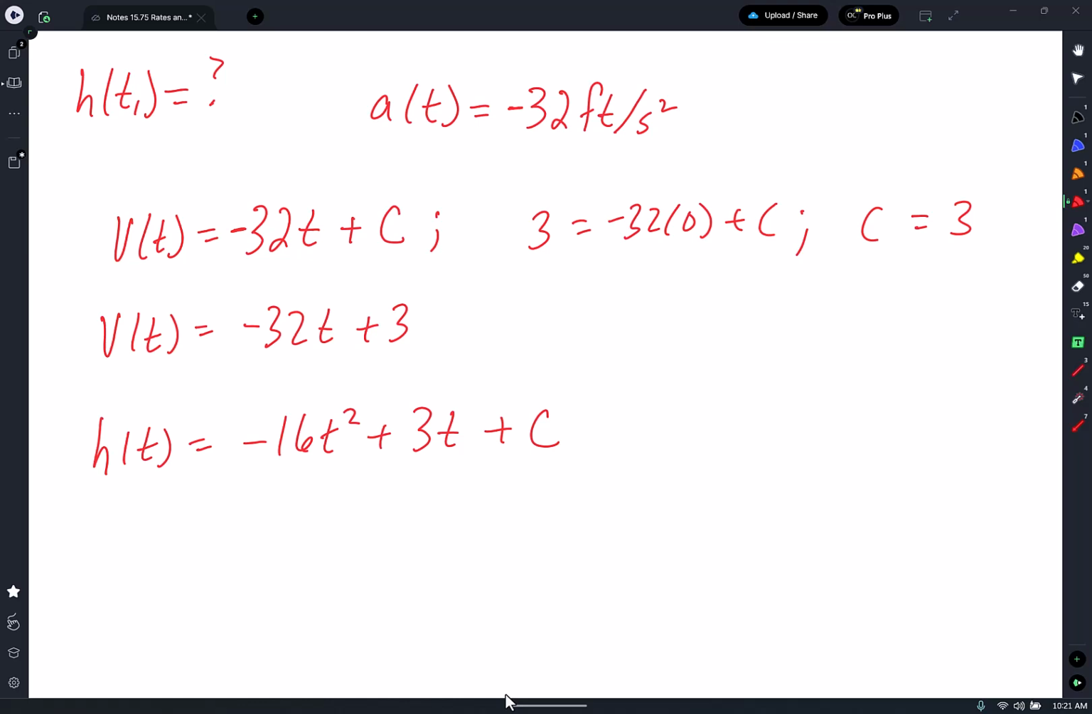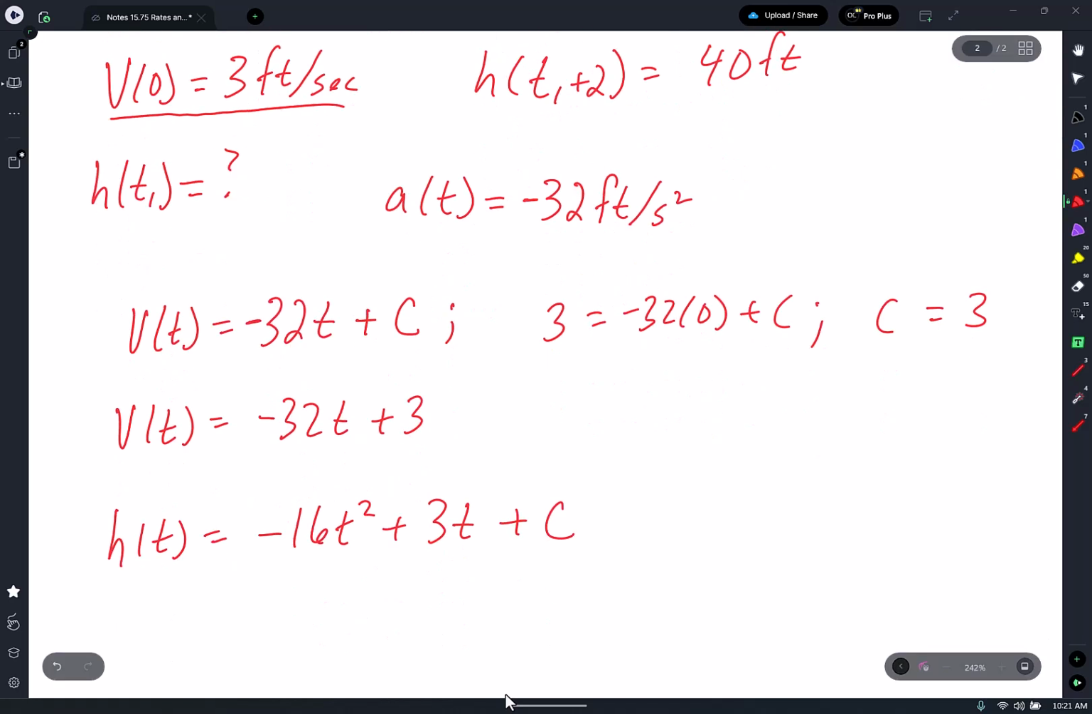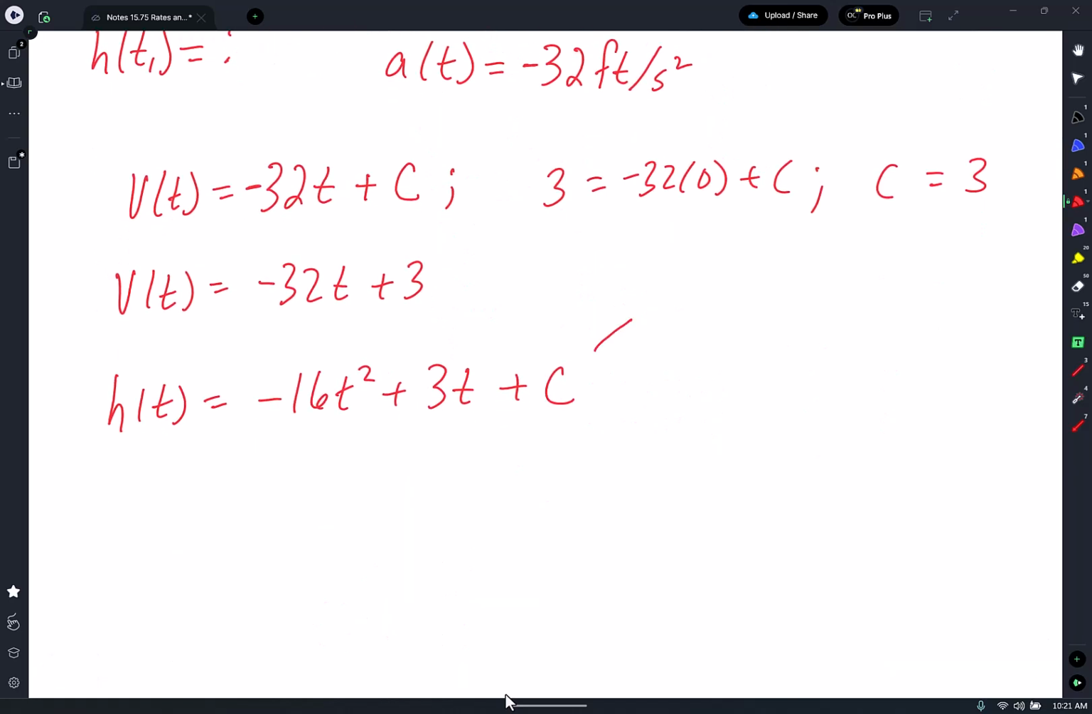All right, guys, what we actually want to know in this case, you see how I have h of t1 is 120 and h of t1 plus 2 is 40? What I actually want now, let's think about it, and don't worry, I'm going to give you guys a chance to write a little bit. I want to solve for c because h of 0 is c. That's what I want. I want to know from what height it was thrown. So at 0, I get the height that it was thrown at. Does that make sense? What's up?